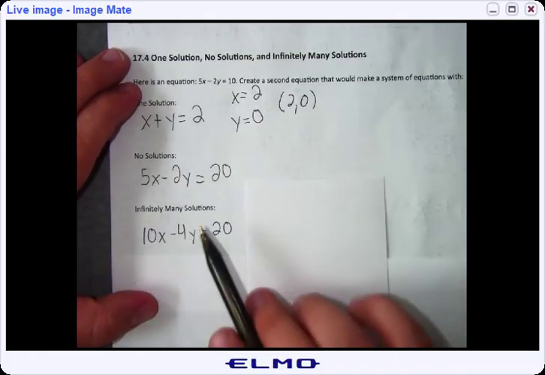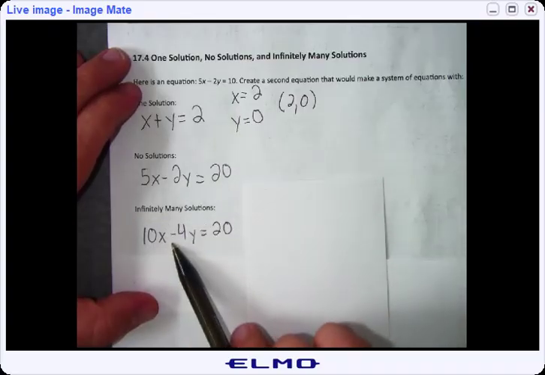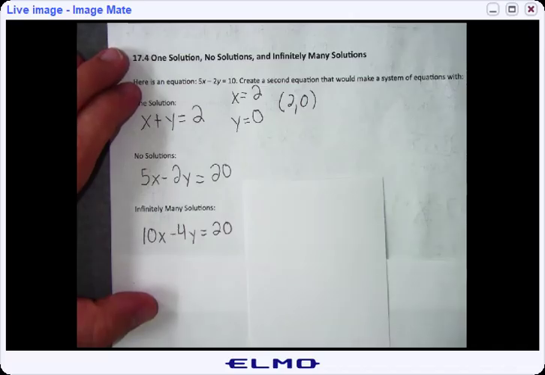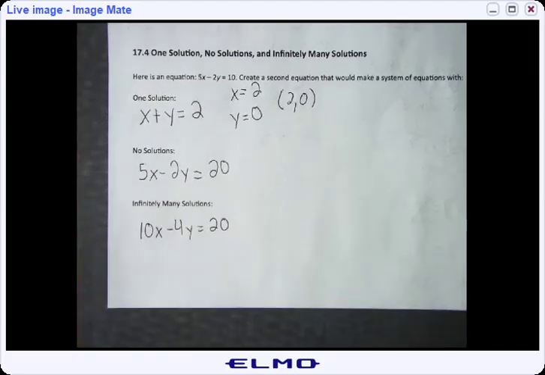Again, if I graph these two things, the 5x minus 2y equals 10, and the 10x minus 4y equals 20, these two lines would be right on top of each other. So these would have infinitely many solutions. Okay, and that's all we got for lesson 17.